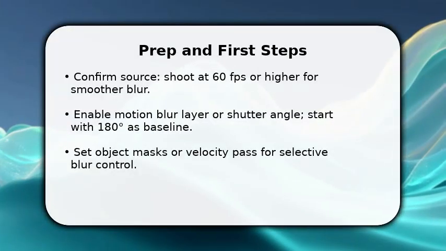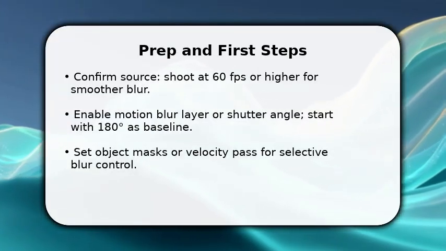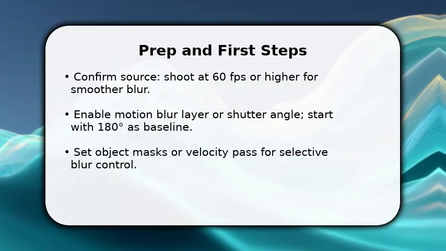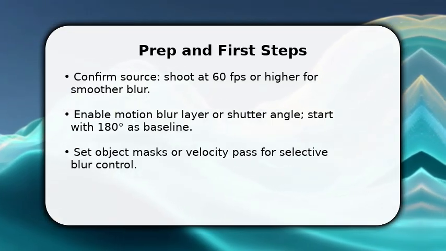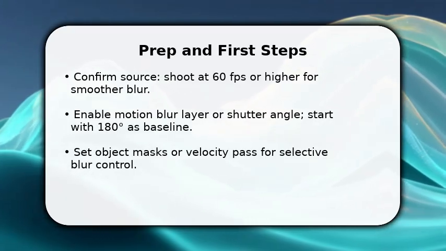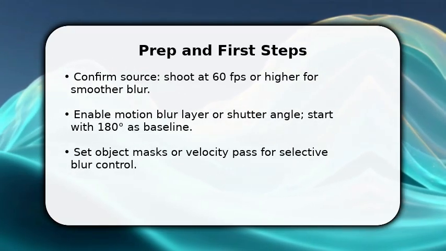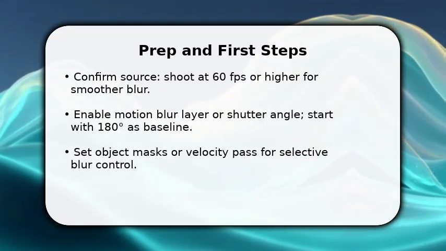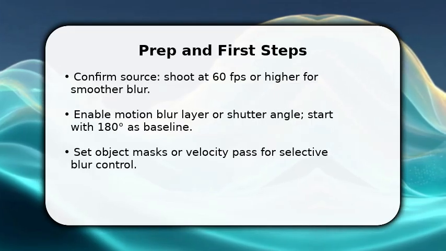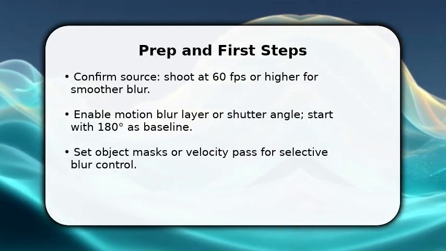You start by locking down essentials. Confirm your footage is high frame rate and generate a velocity pass if available, because blur needs motion vectors. Once done, create a dedicated motion blur layer or enable your software's shutter angle control and set a 180 degrees baseline. This gives a natural amount of smear. Make sure to mask any static elements or track objects you want excluded.